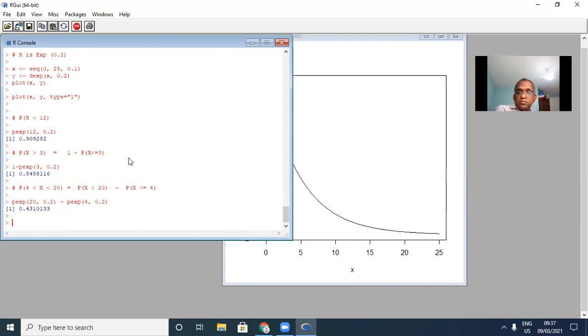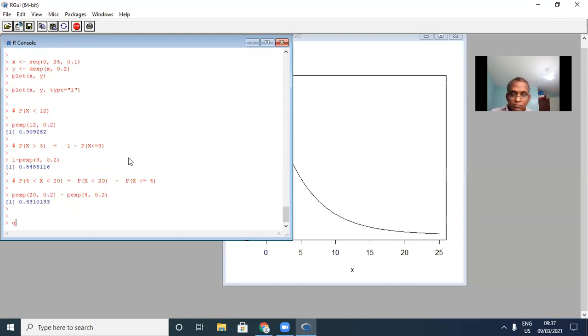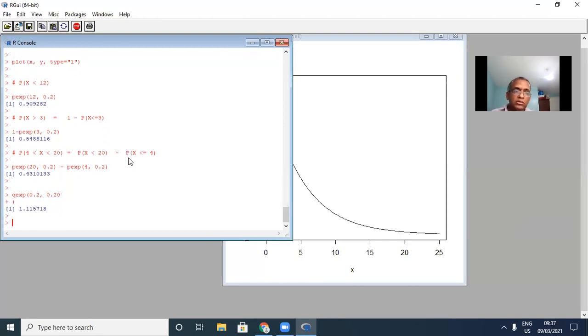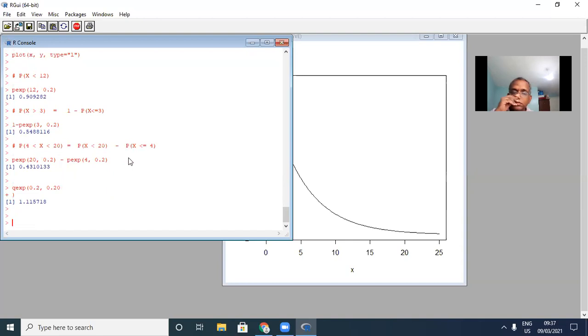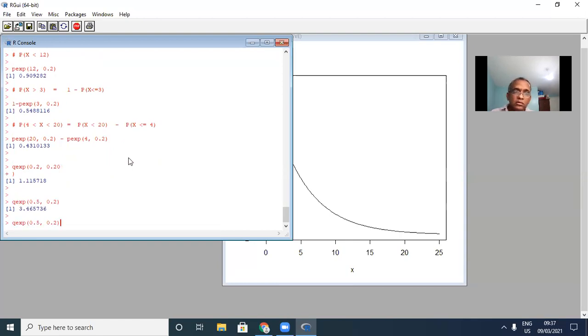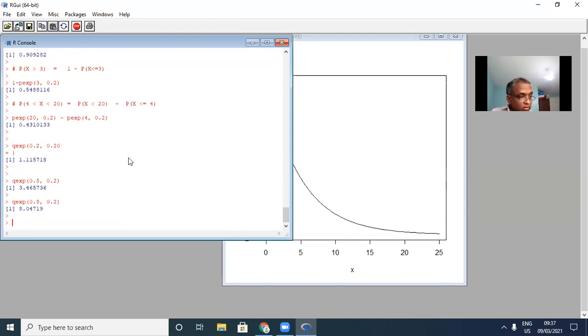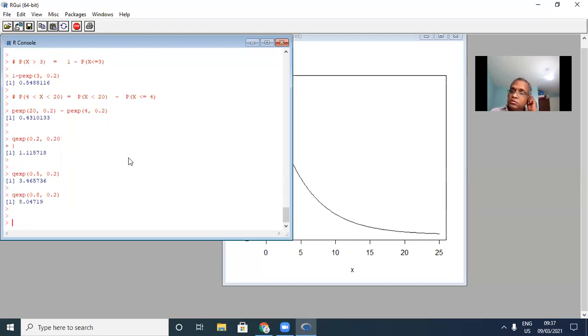Here we are. Okay, the next part of the question is to find the 20th, 50th, and 80th percentile. So to find the 20th percentile, use the qexp command with probability 0.2, right? So this is the 20th percentile of an exponential distribution with parameter 0.2, right? And this is the 50th percentile, or the median, right? And this is the 80th percentile of an exponential, right, with parameter 0.2.